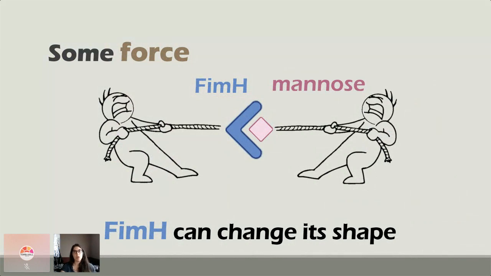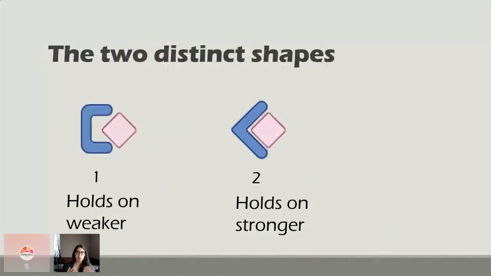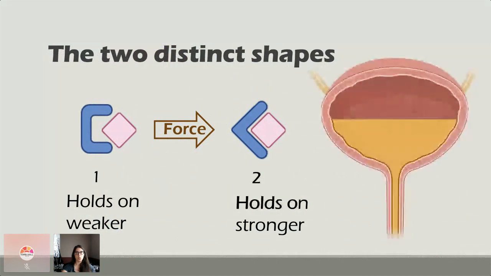We don't really see the two molecules coming apart when we pull on them in this way. And so FimH's shock absorbing property essentially just comes down to the fact that it has these two distinct shapes. One that holds onto mannose weaker, and another that holds onto mannose stronger. And FimH can transition to the stronger shape when there's a force trying to pull it away from mannose. And so we can conclude that in the urinary tract, when there is a flow of urine, there are now forces trying to pull FimH away from mannose, and as a result, FimH is going into the stronger shape.